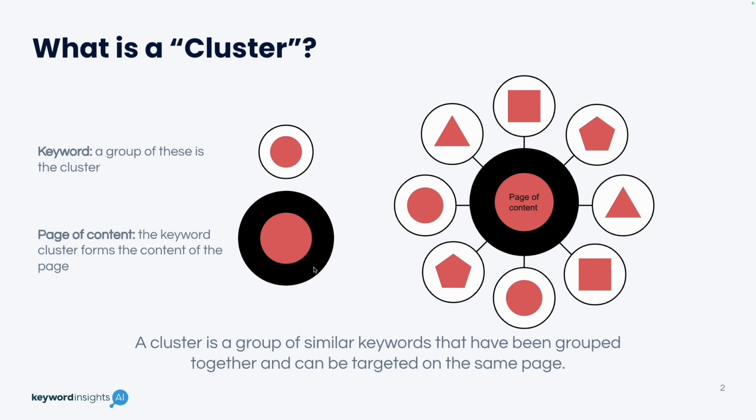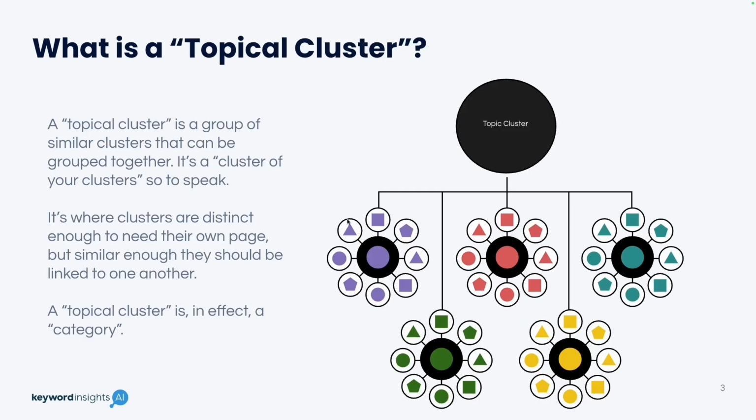on the same page. A cluster is a group of similar keywords that have been grouped together and can be targeted on the same page. So that is a cluster. We've gone through it before. A topical cluster is where groups of similar keyword clusters can be grouped together. So it's a cluster of your clusters, so to speak, as I've put here.